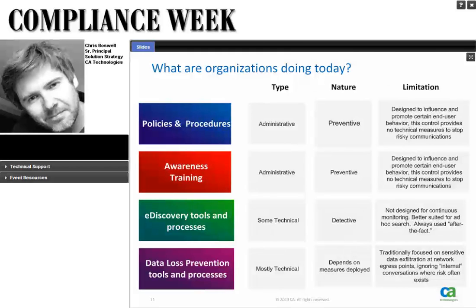There are some technical tools being used by organizations today, things such as e-discovery tools and data loss prevention tools. So these are more technical in nature. For the most part, e-discovery solutions are detective, they're not preventive, and they're not necessarily designed for continuous monitoring. So they just don't have workflow and things like that set up to capture some of these risks that we're talking about. Data loss prevention solutions are technical controls. They can be preventive or detective in nature, depending on the objective of the organization. I see many organizations using DLP solutions in monitor-only mode and not necessarily using some of the more preventive capabilities.